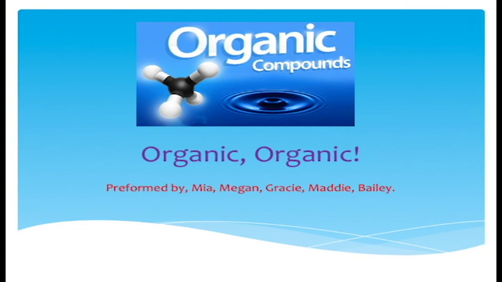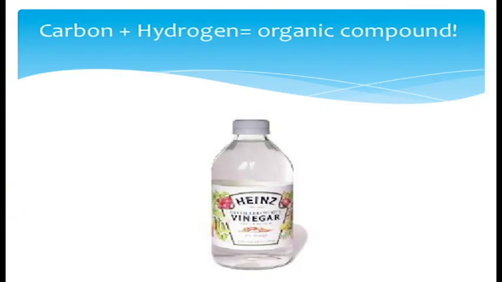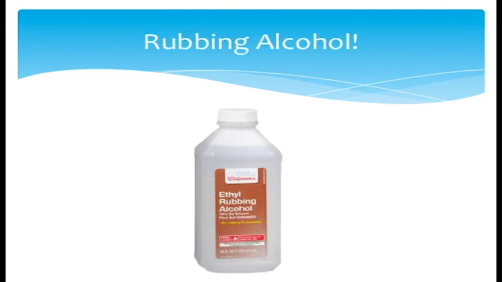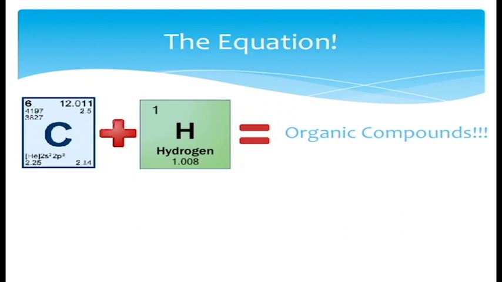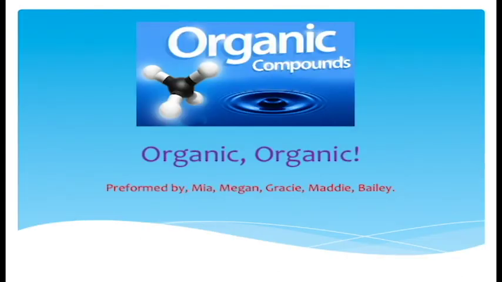Organic, organic, organic compounds. Made up of carbon and hydrogen. Just like vinegar. Come on, let's do this right. Rubbing alcohol is organic. I finally figured it out. Yeah, all organic compounds have carbon. That's what they're all about. Vinegar, peroxide, sucrose, glucose, they're all organic compounds.